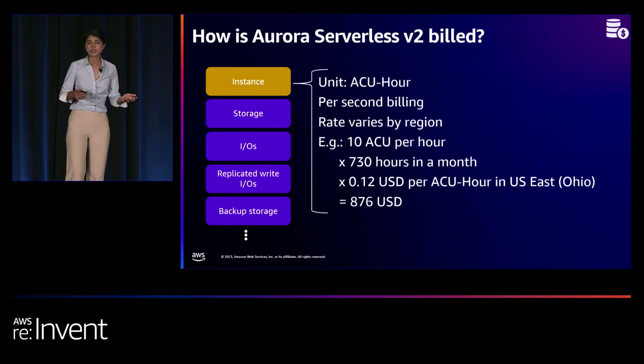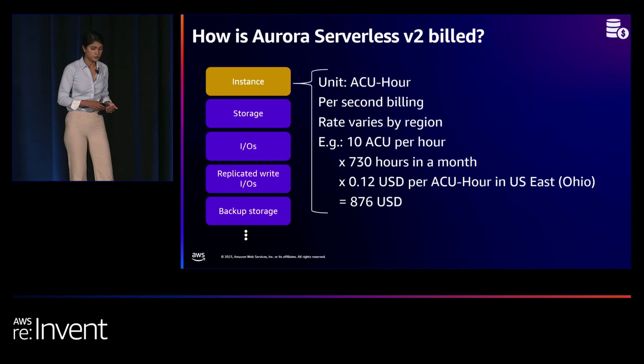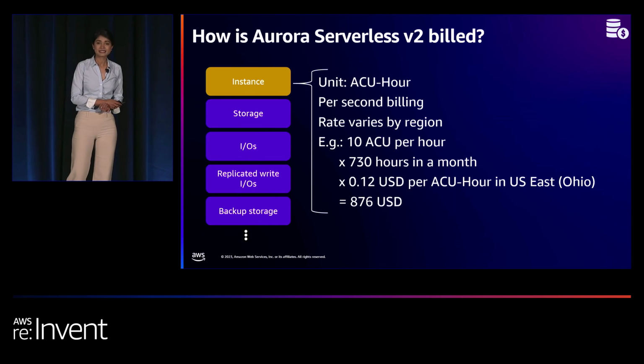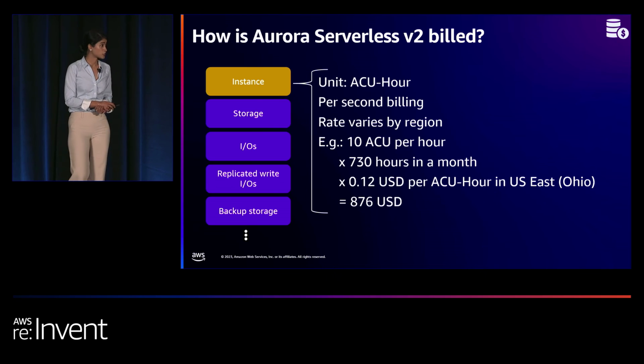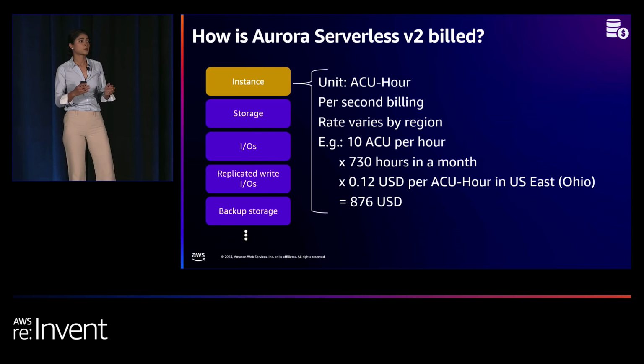So if I do a simple example, like if you're using 10 ACUs per hour, for a month, 730 hours. And if you look at the price for your region, in this simple example, we are using US East, you get $786 for the month. So for billing purposes, instance is where you're looking at. Everything else stays the same.